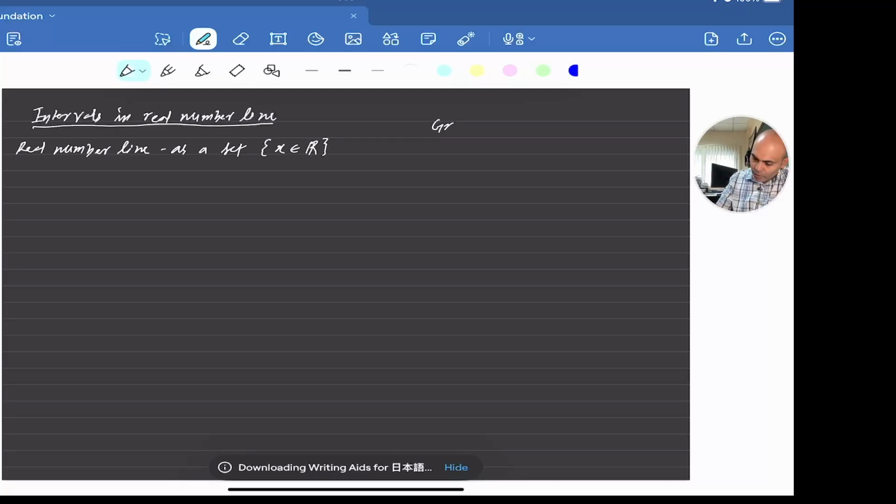We can also represent the real number line graphically, where we draw an infinite line with an arrow, and then we mark the axis as X. And this is the real number line, where each point is a real number.